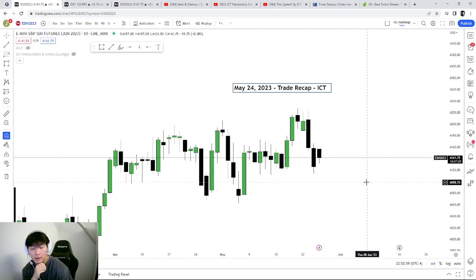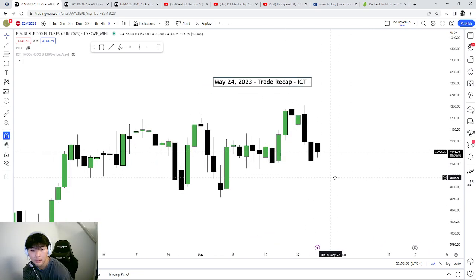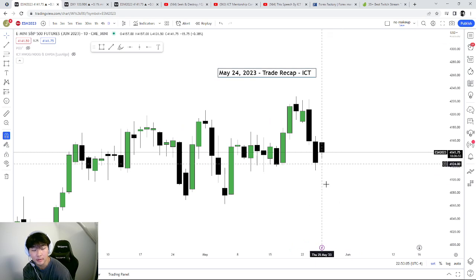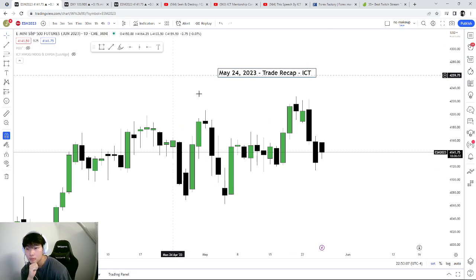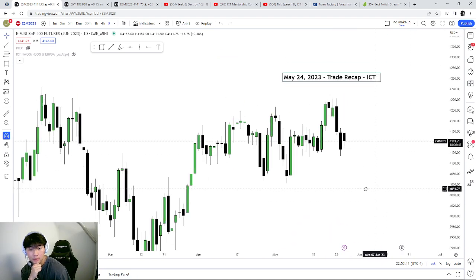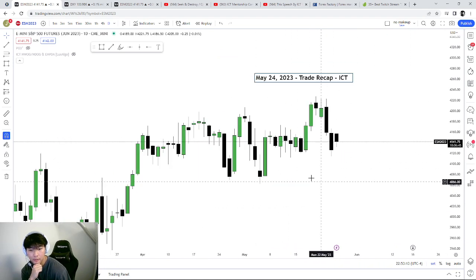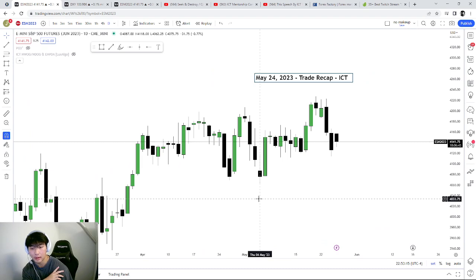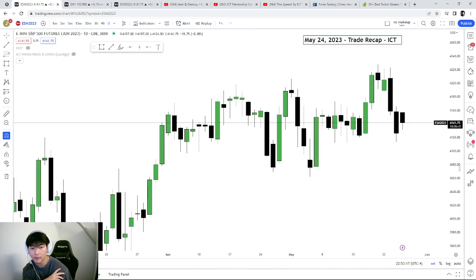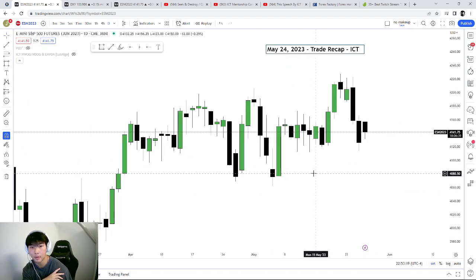So it is May 24th, 2023. This is the trade recap on the day, trading with ICT concepts. We're just starting off with the daily time frame. We're going to look to see where the drawn liquidity might be for the daily and the weekly, and get a better sense of where price might be heading tomorrow as well.